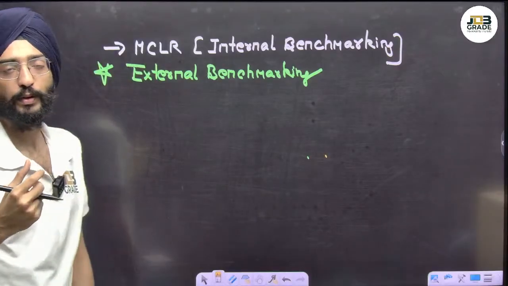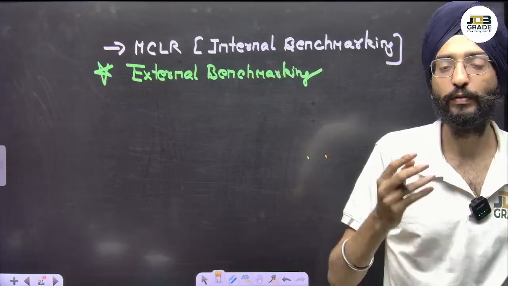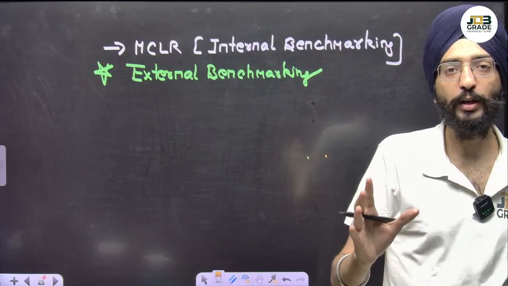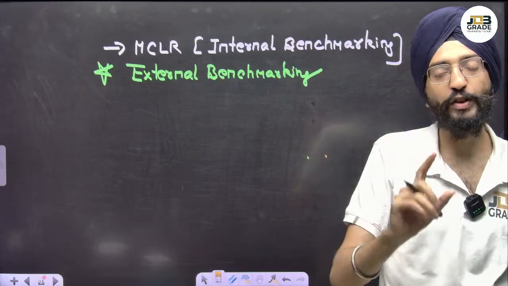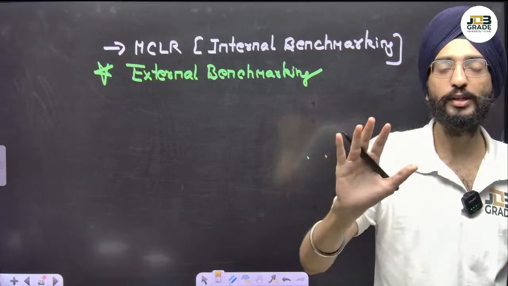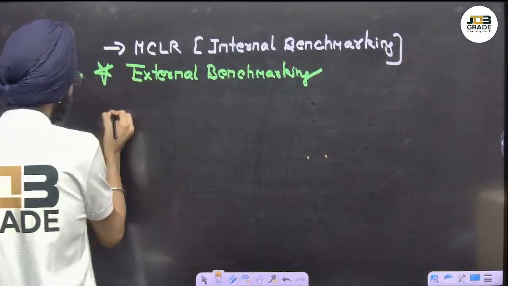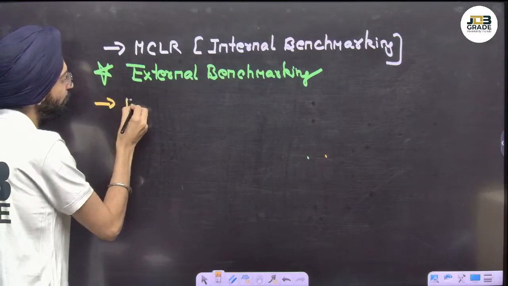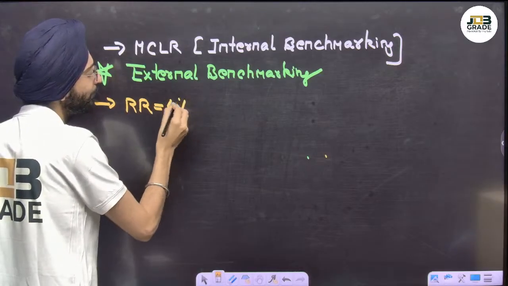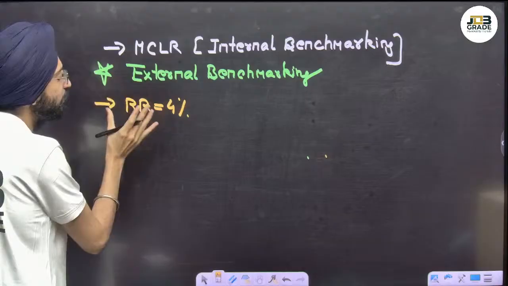RBI gives another alternative to banks to decide their lending rate. For example, RBI says, fix your lending rate based on certain parameters, based on the repo rate, based on treasury yield. Forget about treasury yield for now. Repo rate, for example, is 4%. Fix your lending rate based on this. Forget about the internal benchmarking MCLR. Just look at this. Repo rate is 4%.